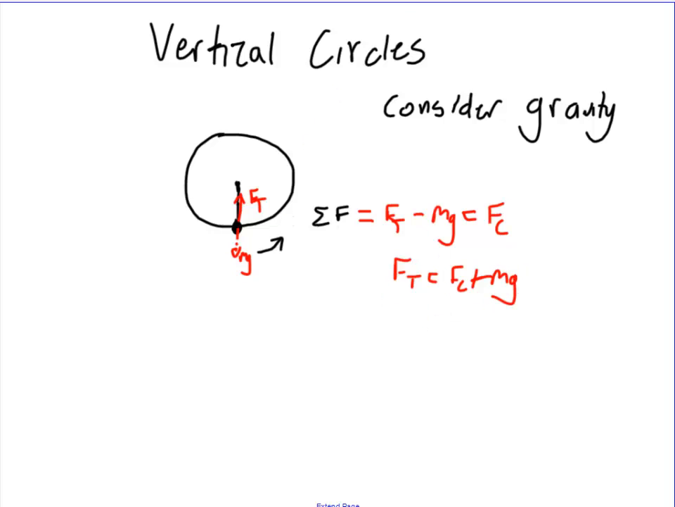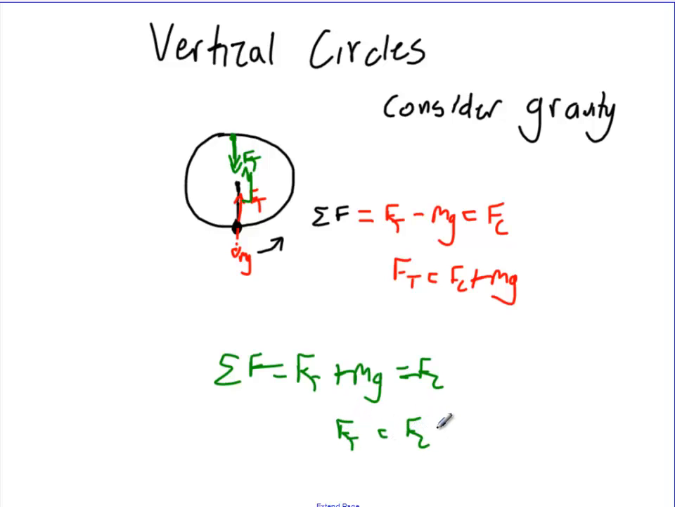Now if we go a split second later in time and we're up at the top of the circle, those two forces are still acting, but this time the tension force is down because it's pulling it towards the center of the circle, and gravity is always down. So at the top of the circle, we have net force equals Ft plus mg, and that's causing this thing to keep moving in the circle. And so what we see here is the tension is equal to the centripetal force minus mg.